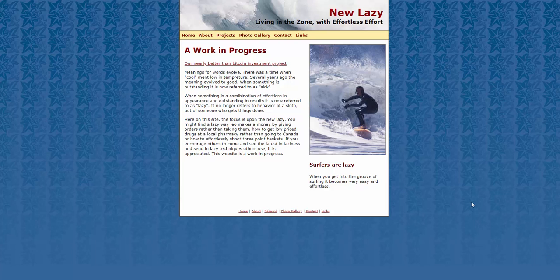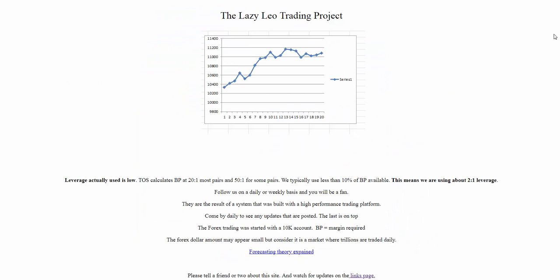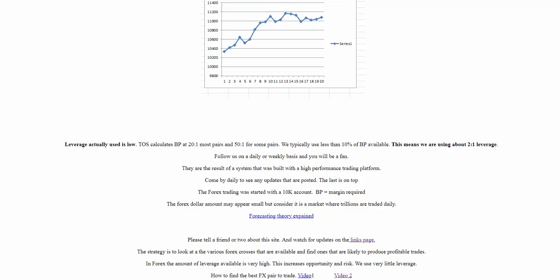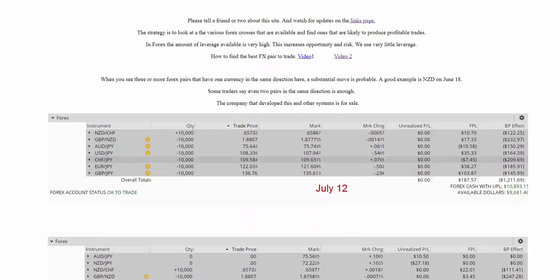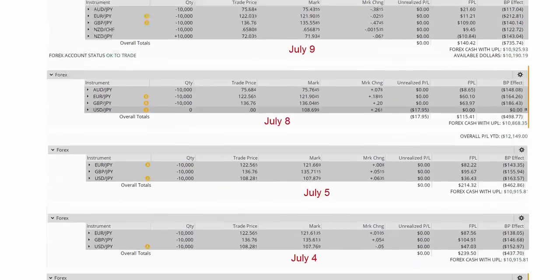Hi, this is Ron Janish, going to show you how to find the best currency to trade. Real easy. Just go to a website called newlazy.com, newlazy.com, and click right over here, our nearly better than Bitcoin investment project. So let's take a look at this. And now on a daily basis, whenever the market is open, this gets updated.